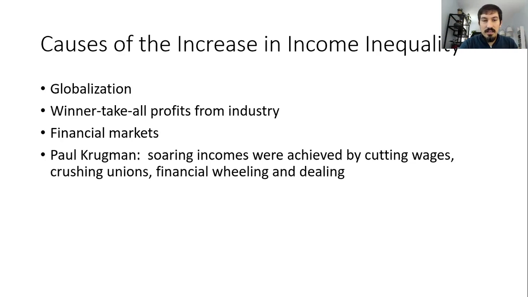Paul Krugman is an economist. He's a pretty liberal guy, so just take that with a grain of salt. What did Paul Krugman say? There were soaring incomes that were achieved by cutting wages, crushing unions, and financial wheeling and dealing. It almost sounds like he's anti-business with this quote, but I just wanted to talk a little bit about the causes of the increase in income inequality. At least this is what some people say.